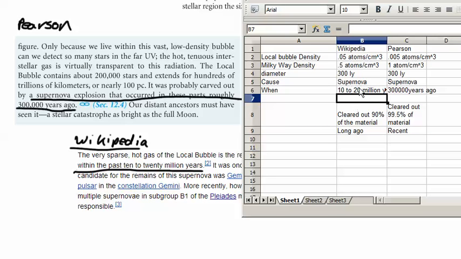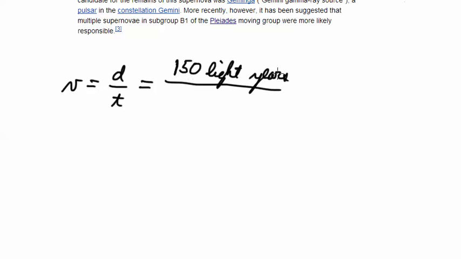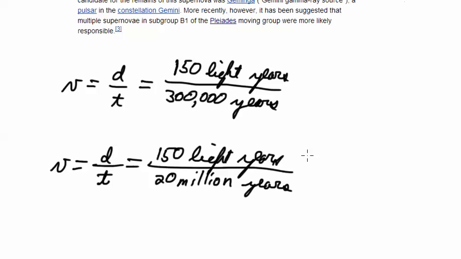One question that I'm compelled to ask is, if this thing happened 10 to 20 million years ago, and it's 300 light years across, how fast would a gas molecule need to go in order to cover that distance in that time? So using velocity equals distance over time, in both cases the distance is 150 light years. So in the first case we're talking 150 light years over 300,000 years. You can cross off years and we're just left with 150 divided by 300,000 times the speed of light.